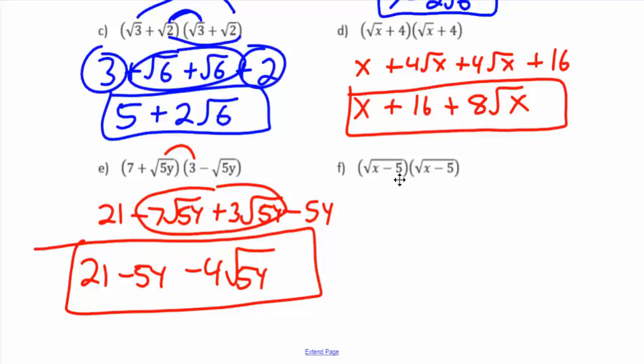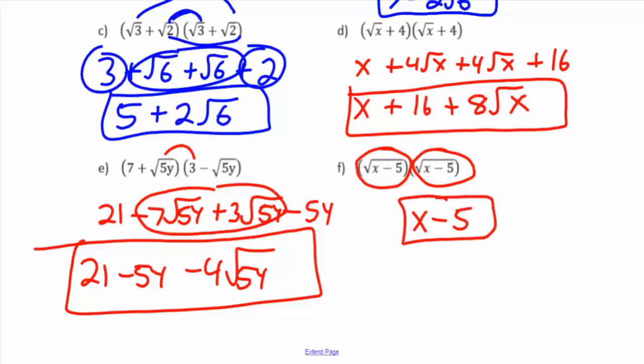This one here is a little different, though. This is not like a binomial times a binomial. This is really just a single radical times a single radical. It almost belongs in the earlier example, but I wanted to make sure you see how it is different from this. It's a radical times a radical. So what's a radical times itself? Well, what's radical 5y times radical 5y? It was just 5y. So a radical x minus 5 times a radical x minus 5 is just what? X minus 5. That's it. That's that easy. Nothing to do.